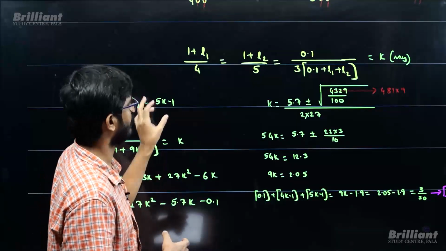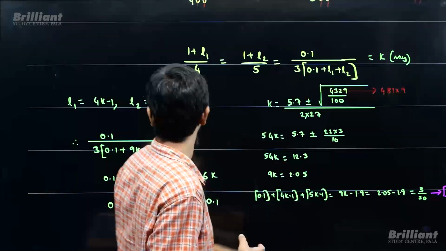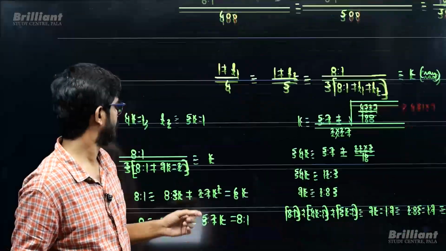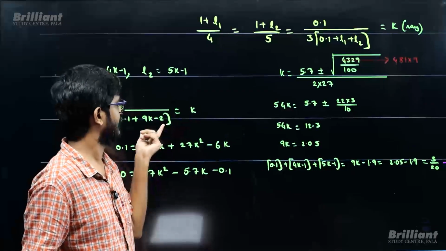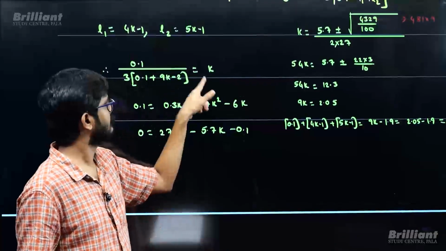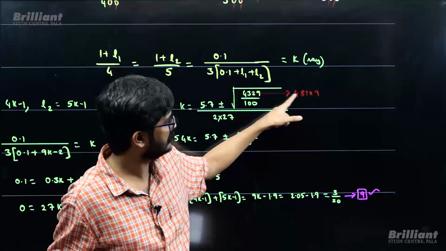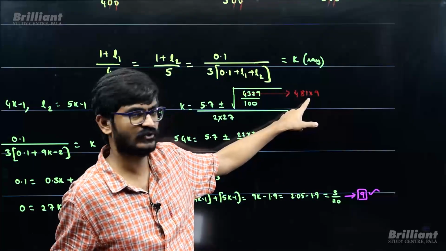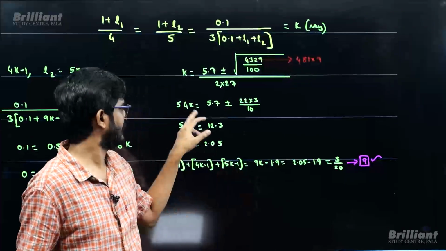Now L1 I know, L2 I know, so I am going to substitute here. L1 is 4K minus 1, L2 is 5K minus 1. 4K minus 1 plus 5K minus 1 is 9K minus 2. I am just substituting it here so that I will be getting a single variable K. So I am getting a quadratic. I am going to solve that K value. Now this value is given in the question. Root 481 is 22, given in the question. So I am substituting it and I am getting the K value.